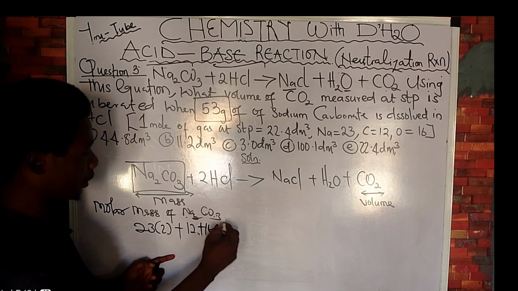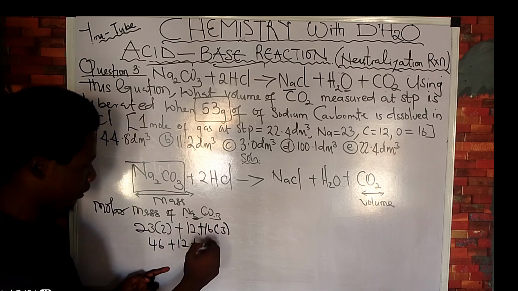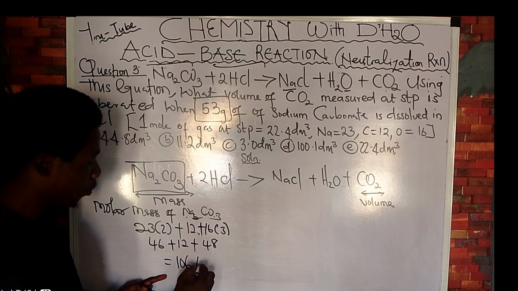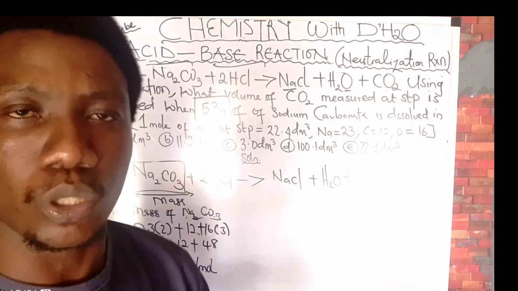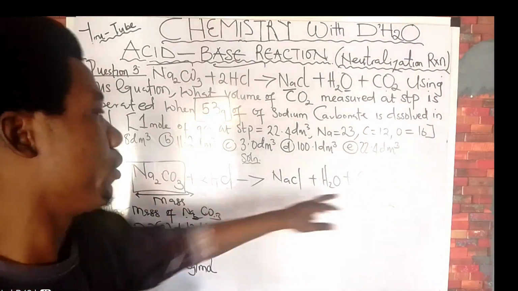16 times what? 3. So you have 46 plus 12 plus 3 times 3 is what? 48. So you have 106 grams per what? Per mole. So the molar mass of Na2CO3 is what? 106 grams. So now we are going to compare this to the volume.